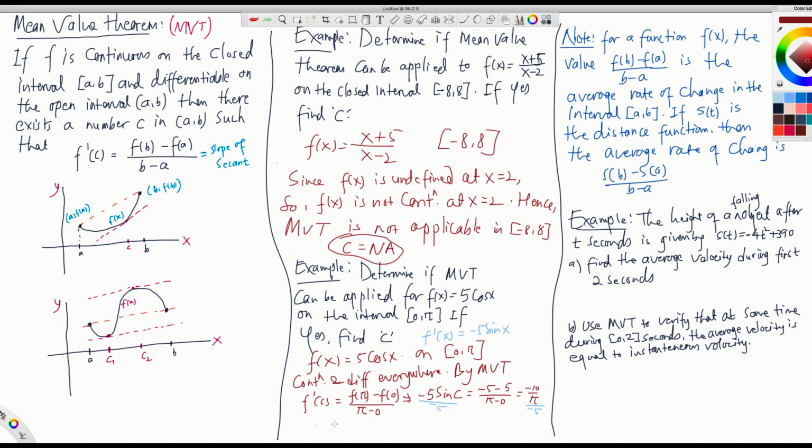So this implies, let me start here, sine C equals 2 over pi. So how do you solve for C? You take arc sine on both sides, right? So C equals arc sine, or you can do inverse sine, of 2 over pi. If I use a calculator, I will get C equals 0.69, and then 0.1. This is what I get.